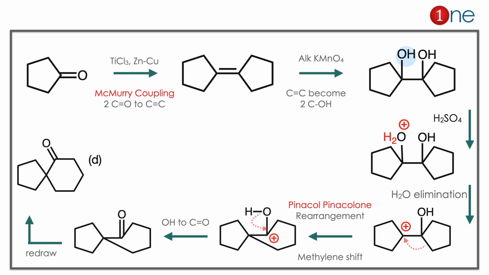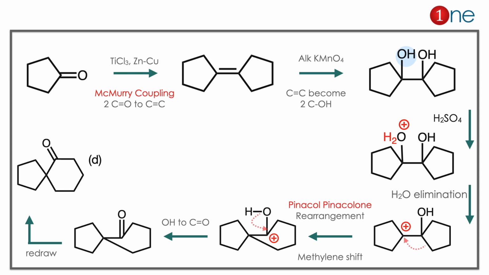Sulfuric acid attacks the OH and makes it a good leaving group. It converts OH into water, water leaves, and you have cation formation. You have to quench the cation. What you have to do? The methylene group migrates and the cation forms near the alcohol. So you lose hydrogen, and you have a ketone there. So if you read it nicely, you have answer D, the ketone in the 6-membered ring.